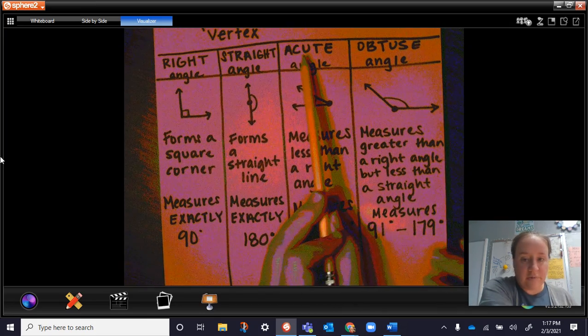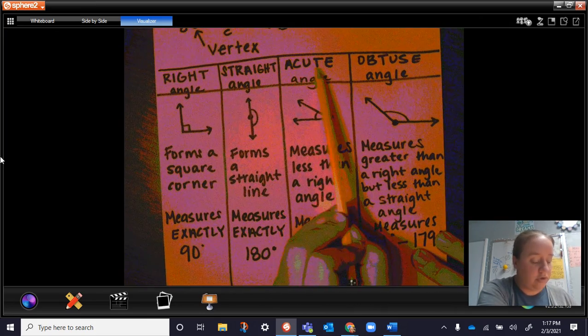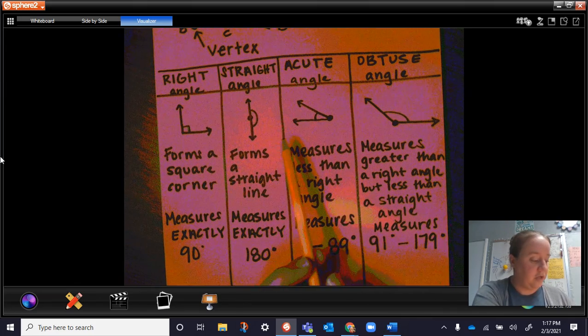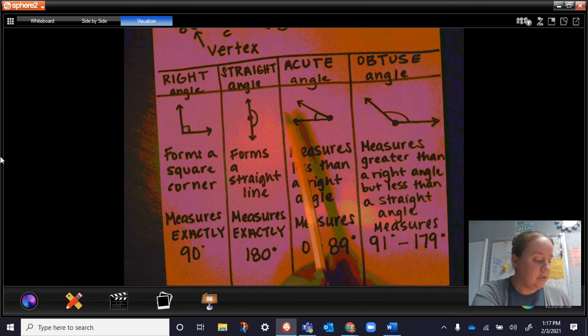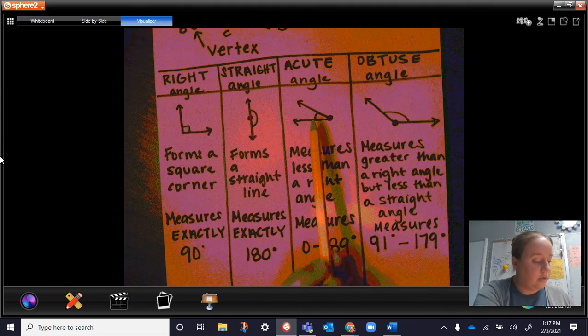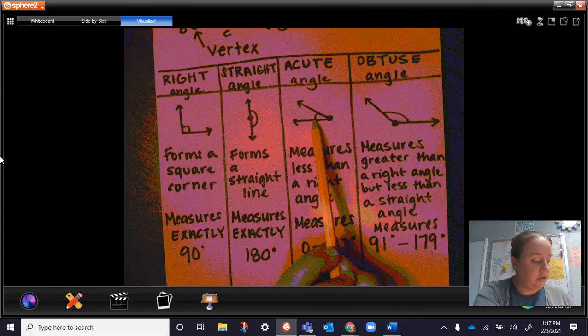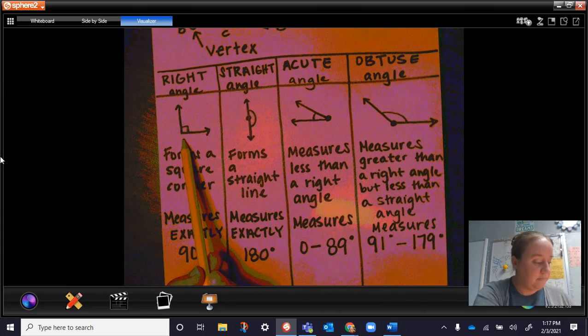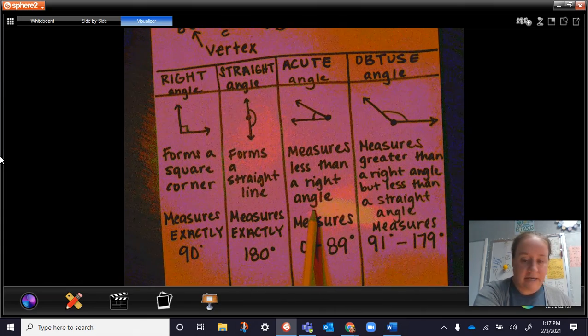Acute angles, I always remember acute because I see that word cute in there, and I always associate little small things like puppies or babies or whatever you're talking about. Little things are always cute. So acute angles are these smaller angles. They are less than 90. So they measure less than that right angle.